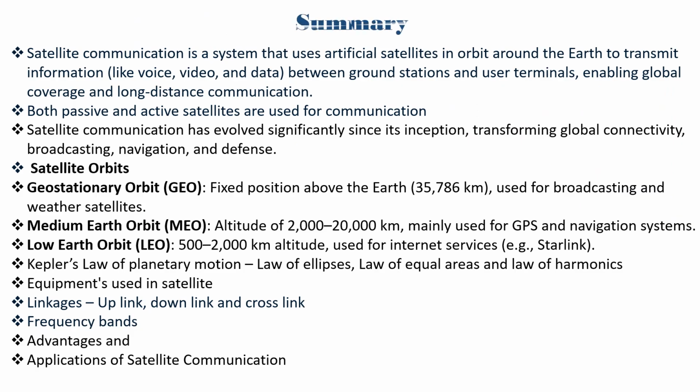And finally, summary: satellite communication is a system that uses artificial satellites in orbit around the Earth to transmit information like voice, video, and data between ground stations and user terminals, enabling global coverage and long distance communication. And you have got two types of satellites here: observatory satellites and communication satellites. And the communication satellites are further classified into passive and active satellites. Communication satellites are used for long distance communication, and they are in fact synchronous satellites.